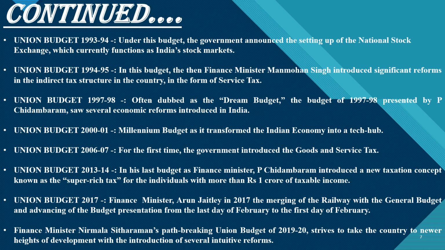So thus these relatively prosperous individuals had to pay an additional 10% of surcharge. Then talking about the Union Budget 2017, here the Finance Minister Mr. Arun Jaitley in 2017 took two important steps. First being the merging of the railway budget with the general budget, and secondly, the advancing of the budget presentation from the last day of February to the first day of February.